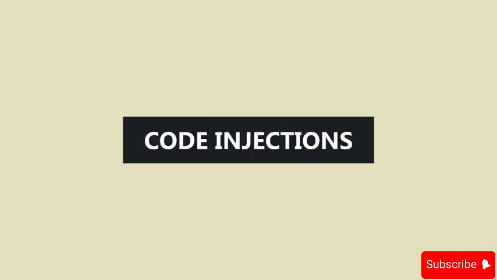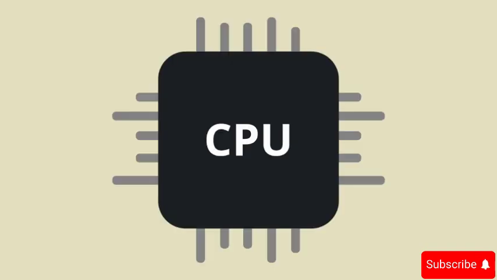Okay, so now we'll cover something called code injections, which is by far one of the coolest ways to hack a video game. Instead of changing values within the RAM, what we'll be doing is actually changing the logic behind how the game really works. To do this, we'll have to understand how the CPU works and what it really does.